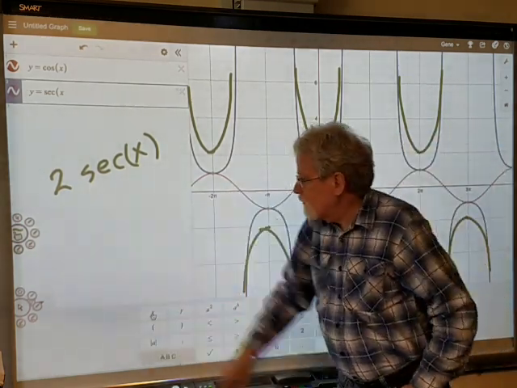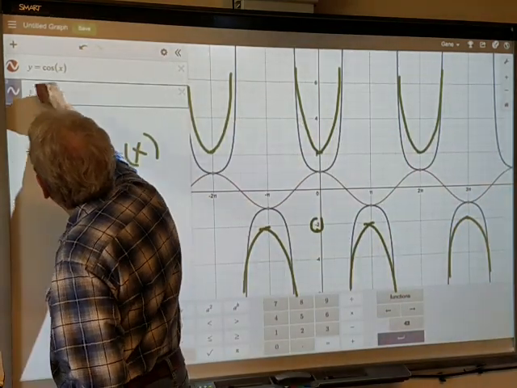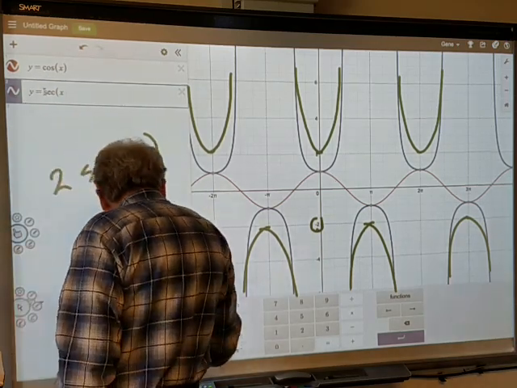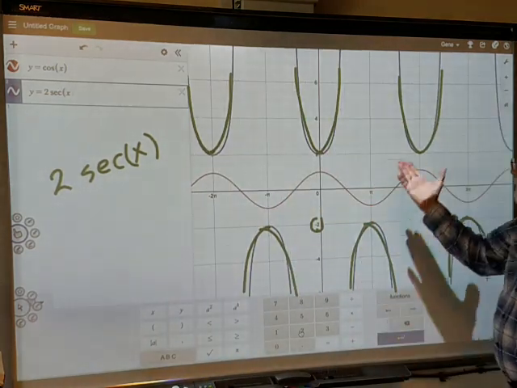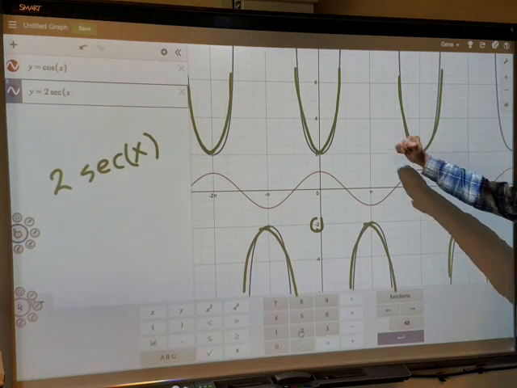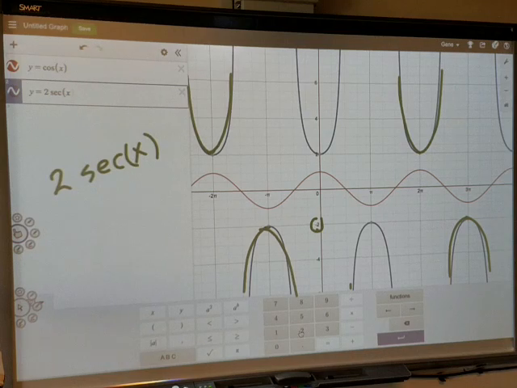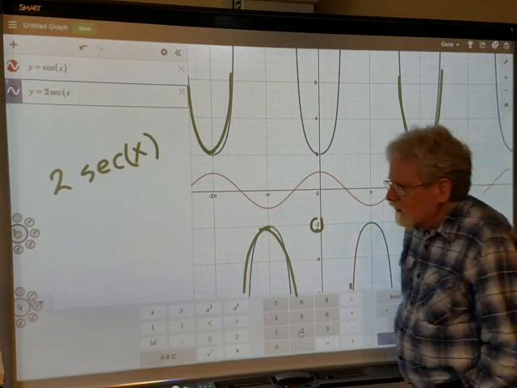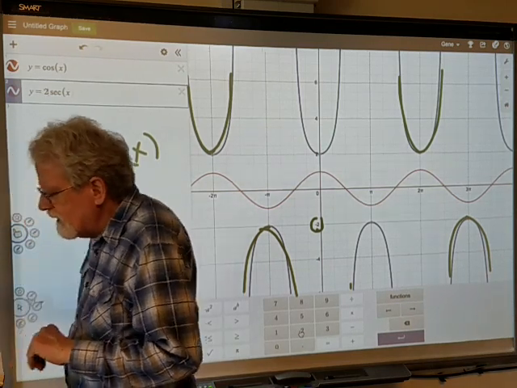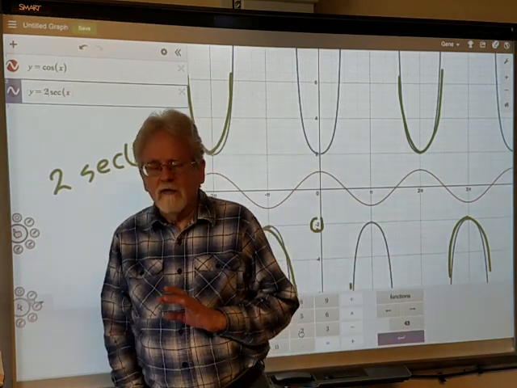So it separates these little teeth by more. It doubles the separation. Now if I change it from secant to 2 times secant, there it is. The new blue graph matches up with my green ones rather nicely. You can see it right there, and right there. All right, so that's everything you ever could have wanted to know about graphing tangent, cotangent, secant, and cosecant.